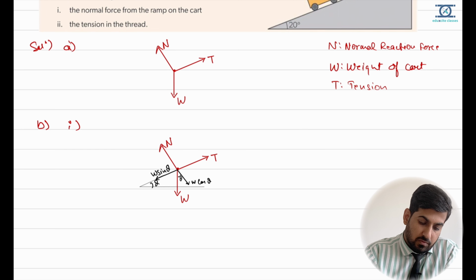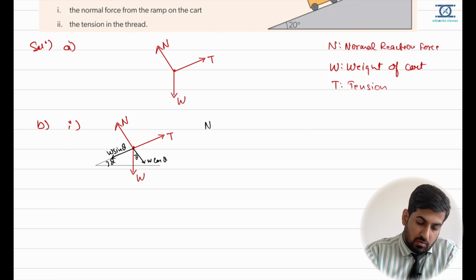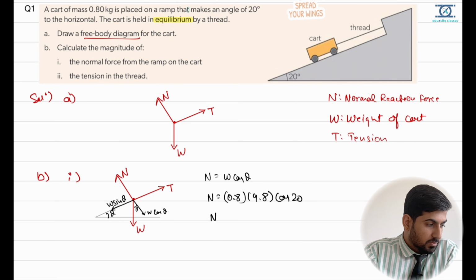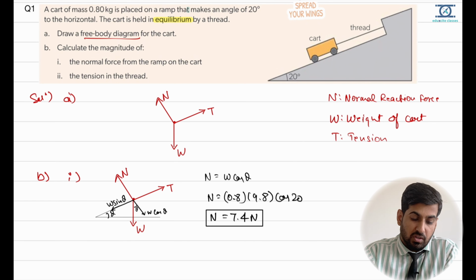So I can say, because it is in equilibrium, the normal reaction force will be equal to W cos theta, and weight will be equal to m into g, everybody knows that. So the normal force will be 0.8 into 9.8 into cos of 20. I have already done the calculation, so the answer comes out to be around 7.4 Newton. So the answer for the B first part is 7.4 Newton.